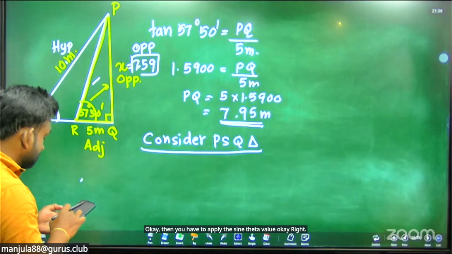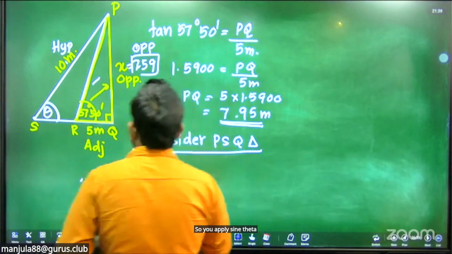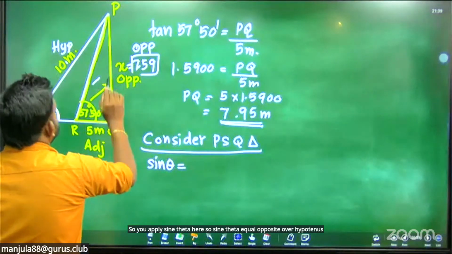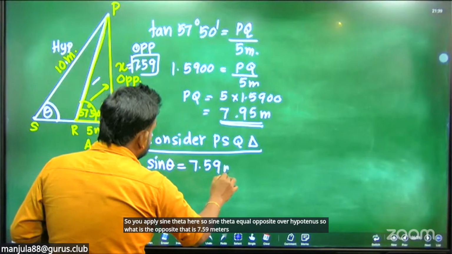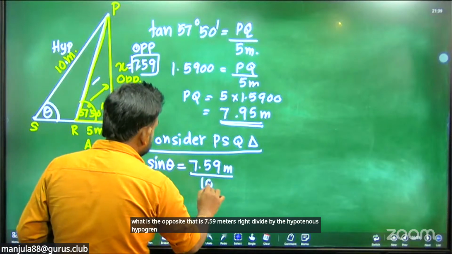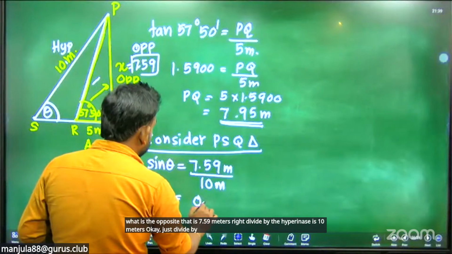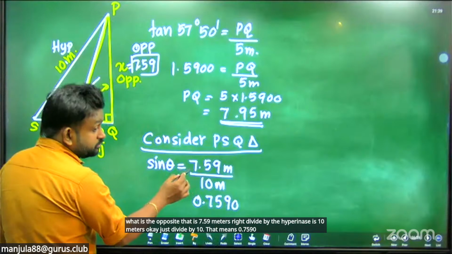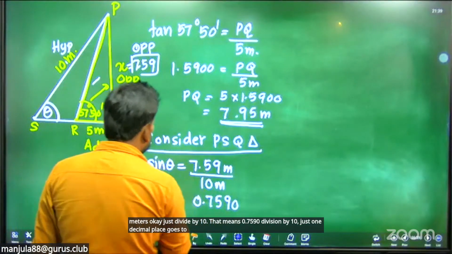So you apply sine theta here. Sine theta equals opposite over hypotenuse. What is the opposite? That is 7.59 meters, divided by the hypotenuse, which is 10 meters. Just divide by 10. That means 0.759. When you divide by 10, the decimal point just goes one place to the left. So that is sine theta.